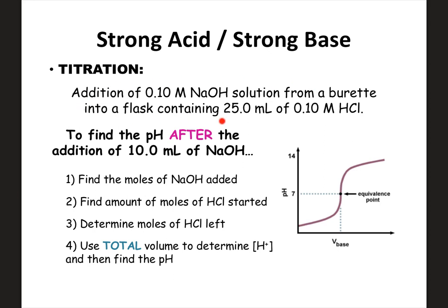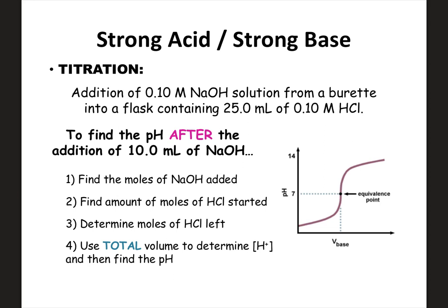We still have the same scenario here, but now I want you to find the pH after the addition of 10 milliliters of NaOH. I haven't reached my equivalence point yet. Sometimes in these problems you don't know if you've reached your equivalence point, but in this problem I know I haven't. If I'm adding 0.1 molar NaOH to 0.1 molar HCl, both concentrations are the same and the reaction is 1-to-1. I know that until I get to 25 milliliters of NaOH, I'm not going to have the moles of acid equaling the moles of base. So since I've only added 10 milliliters, I know that I haven't reached the equivalence point yet.